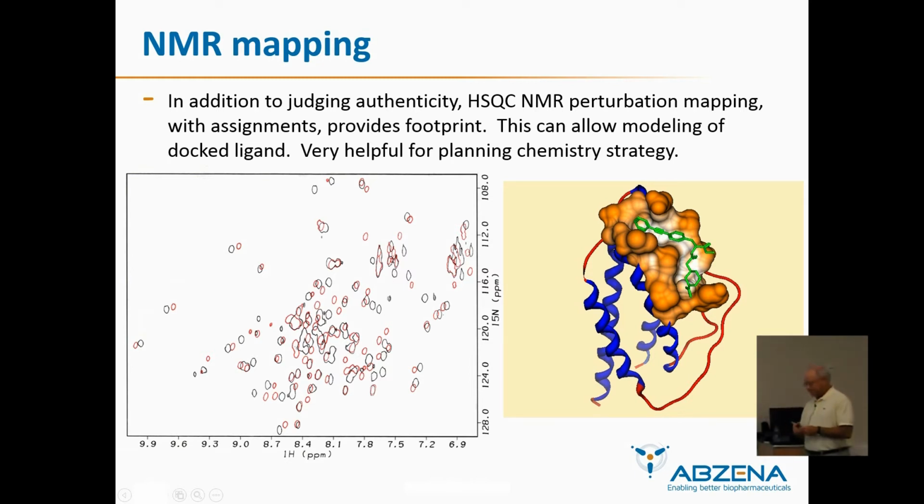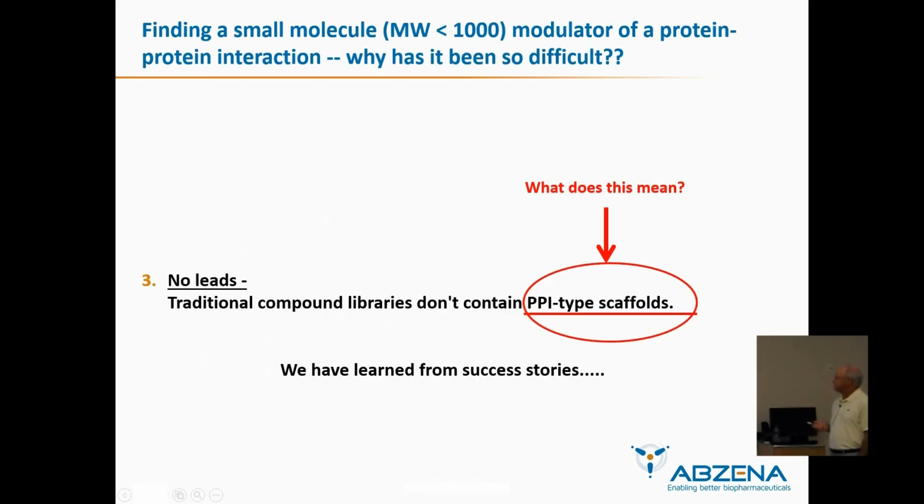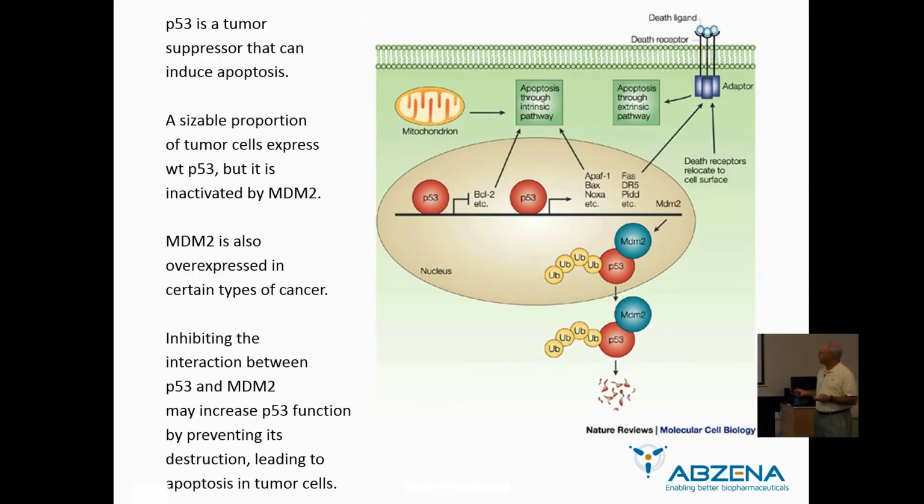So as I was saying before in my slide about why it's so hard to find PPI modulators, the traditional compound libraries don't contain PPI-type scaffolds, so protein-protein inhibitor-type scaffolds. So what does that mean exactly? Over the years, we've now had a number of successes on finding drug-like modulators of protein-protein interactions. And from those success stories, we can start to define what represents a PPI-type scaffold.